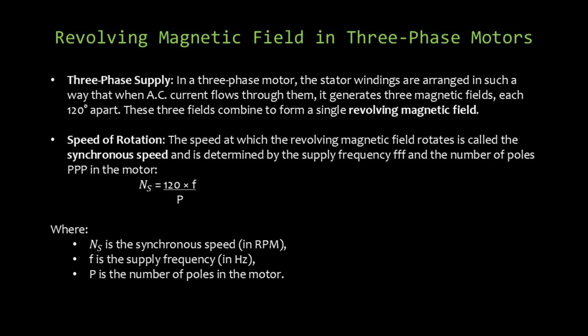The speed of this rotation is called synchronous speed, calculated by the formula. Synchronous speed equals 120 times frequency divided by number of poles. This equation helps engineers precisely determine the motor's rotational characteristics, making three-phase motors incredibly efficient and predictable.